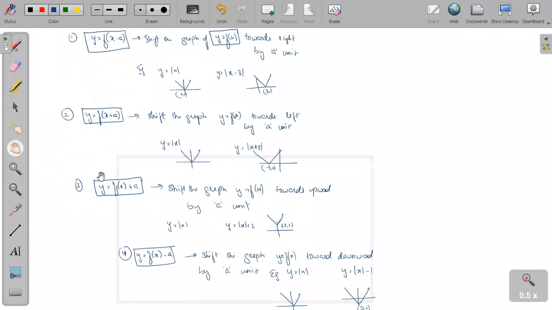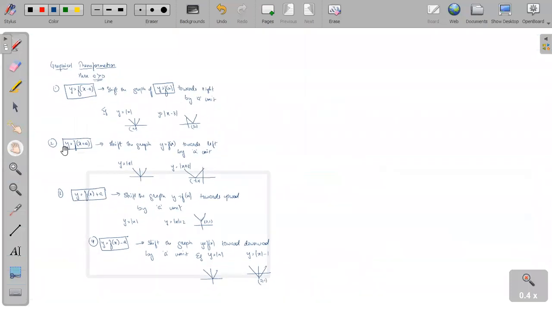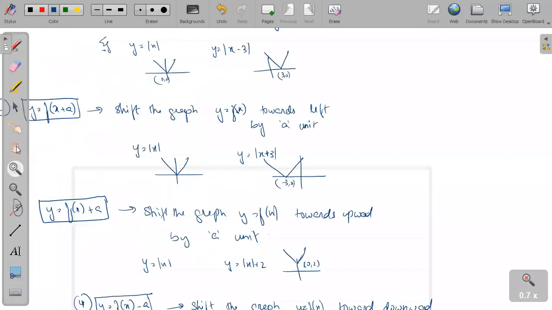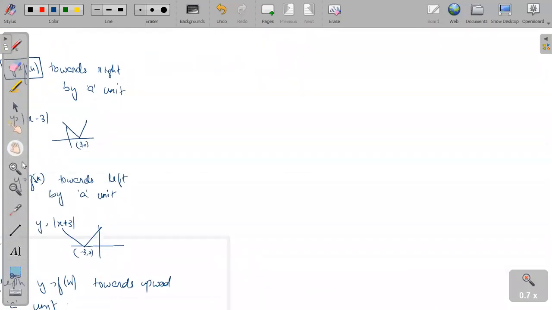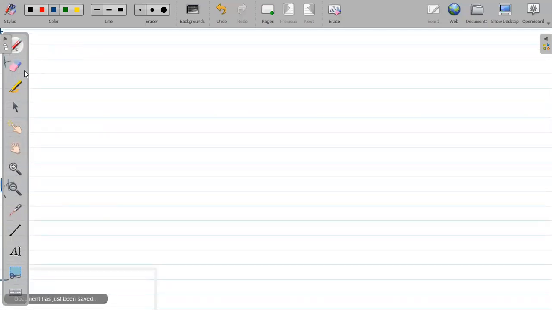Write all these 4 points nicely, quickly. Write these 4 points quickly. After writing these 4 points, we will continue. Let's move to the fourth point.